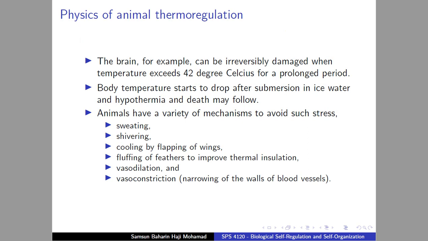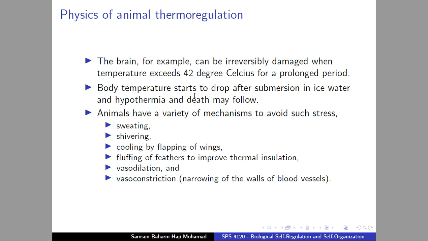Okay, so now we want to see how animals thermoregulate the temperature in the body. The brain, for example, can be easily damaged when temperature exceeds 42 degrees Celsius for a prolonged period, so we need to keep our brain below 42 degrees. Body temperature starts to drop after submersion in ice water, and hypothermia may follow. Our body tries to adjust the temperature, but if in icy water for a long time, we cannot adjust, so we are going to die.